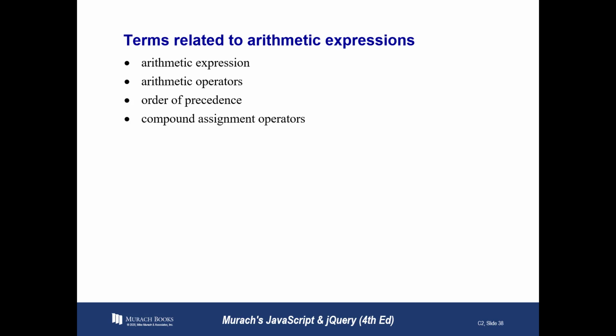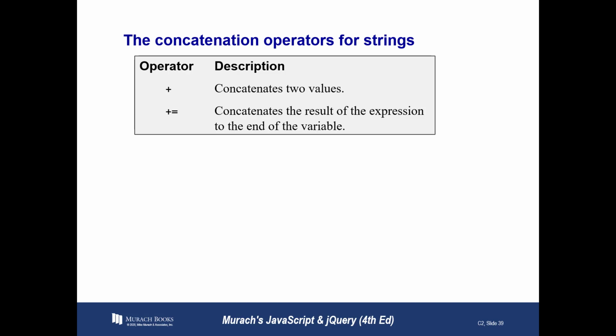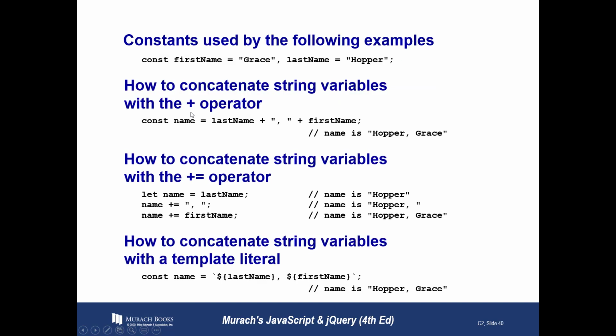So we talked a little bit about arithmetic expressions. I showed you the operators, I showed you the order of precedence, and we looked at some compound assignment operators. You can also use the plus equal on strings, but rather than using it to add two values, it allows you to concatenate two values. And they're going to give you some examples here. So if you said const firstName equal Grace, const lastName equal Hopper, and then const name equal lastName plus comma space firstName, you'd get Hopper, comma space Grace as an example.